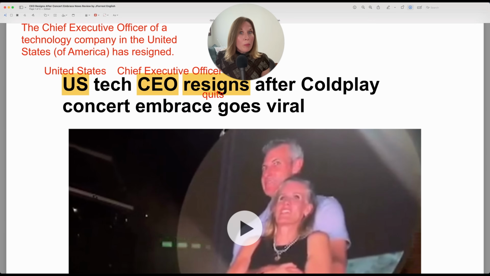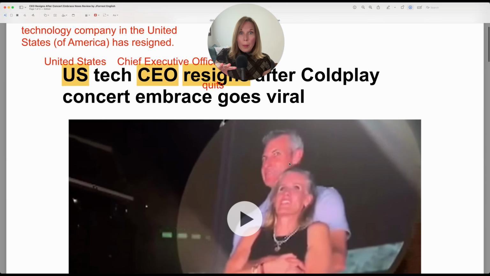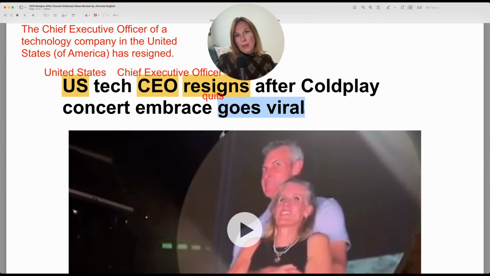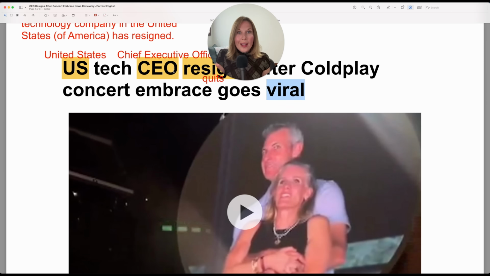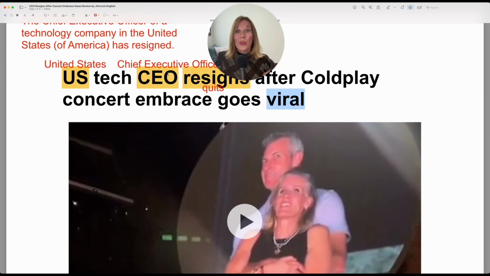And then their embrace, what they're doing right here, what happened? Well, it went viral. So to go is the verb, and then viral functions as the adjective, to go viral. And then in the past simple, of course, went viral. In the present perfect, has gone viral. And you could use the present perfect because it's a completed past action, but there's a result in the present. What's the result? Well, it resulted in them resigning, in losing their jobs, although it was voluntary.